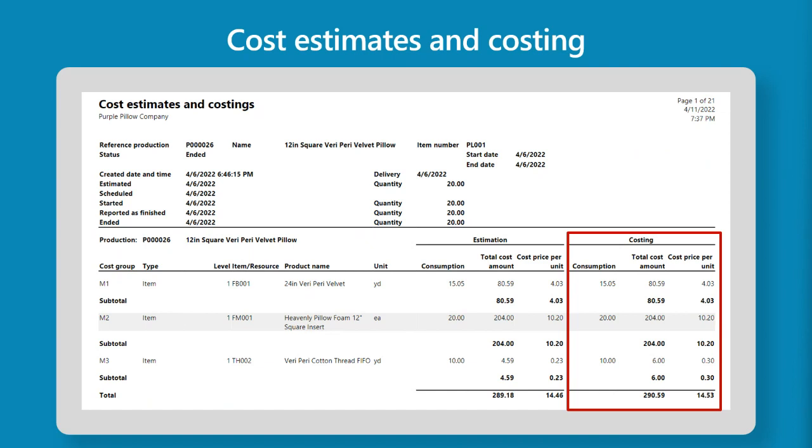You can run this report before you end the production order as a great way to spot and correct variances before you end the production order, and no additional changes can be made.